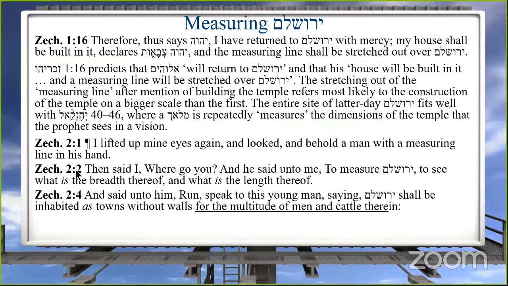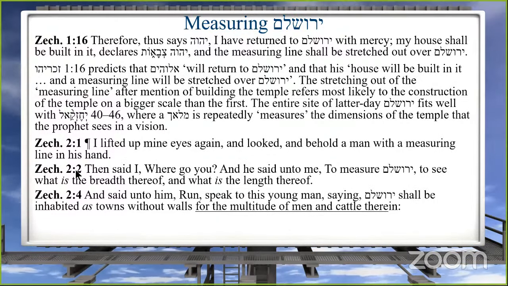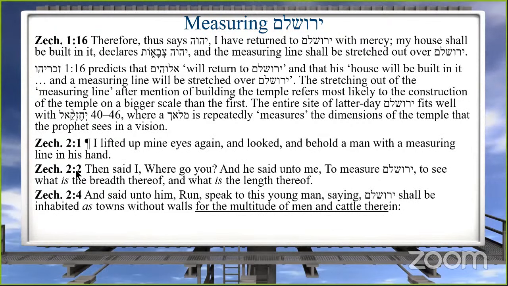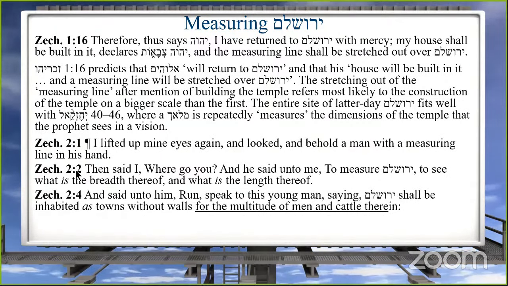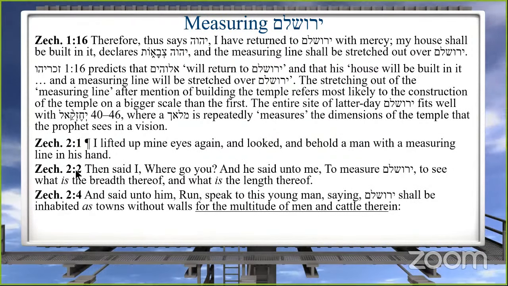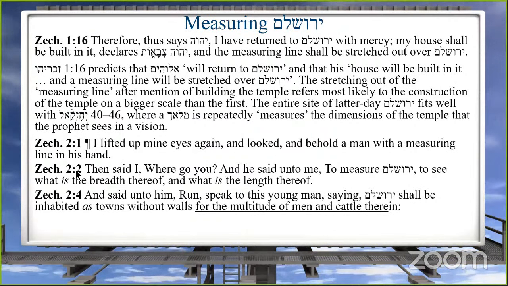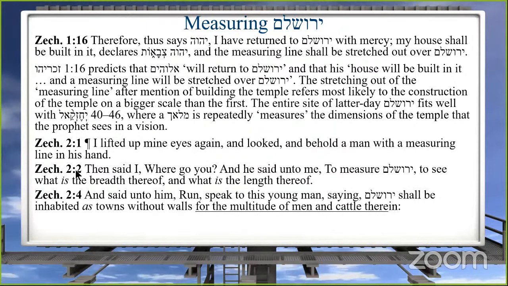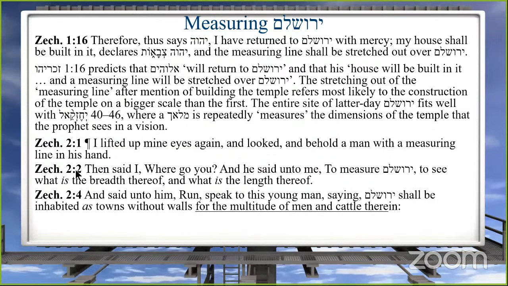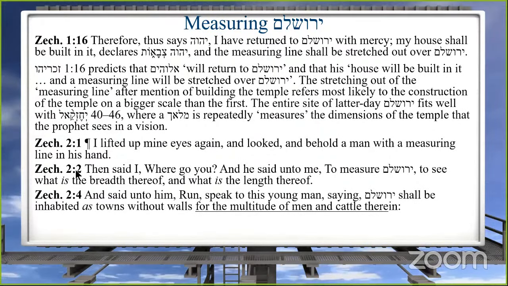Okay. Zechariah 1:16 says, "Therefore, thus saith Yahuwah, I have returned to Jerusalem with mercy. My house shall be built in it, declareth Yahuwah Sebaot. And the measuring line shall be stretched out over Jerusalem." Okay, Zechariah 1:16 predicts that Elohim will return to Jerusalem and that his house will be built in it. Okay, and a measuring line will be stretched over Jerusalem.